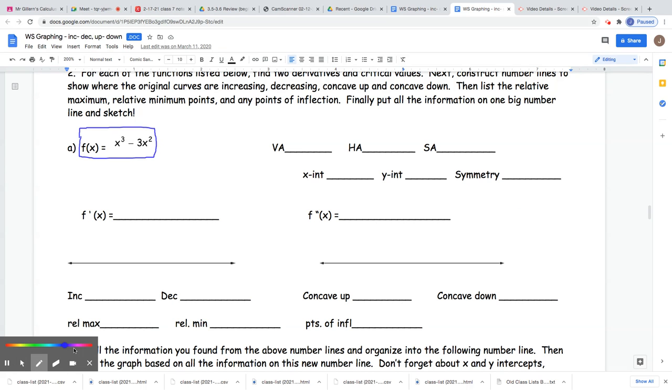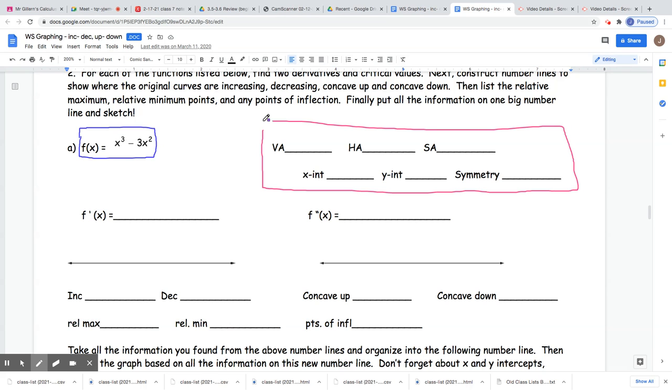Okay, so we're going to break this up into sections here. This is the first thing we're going to worry about. These things: vertical, horizontal, slant asymptotes, x-intercept, y-intercept, symmetry.